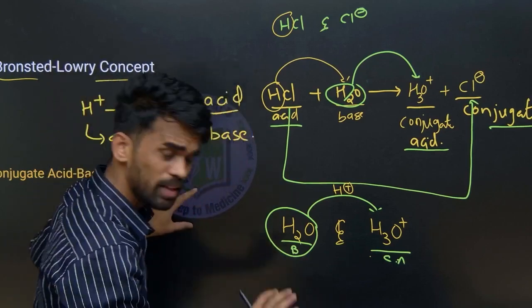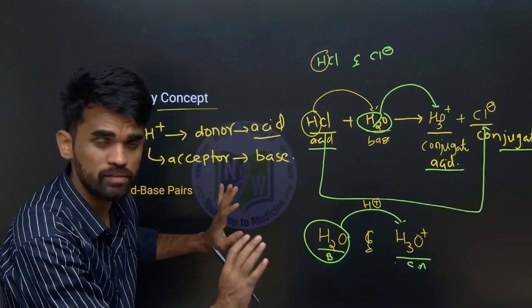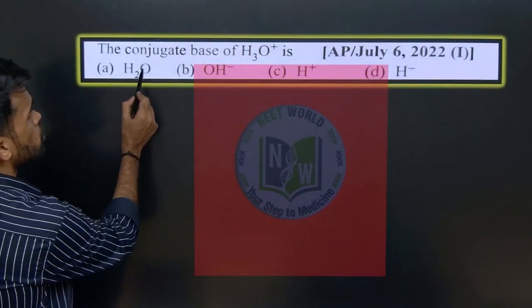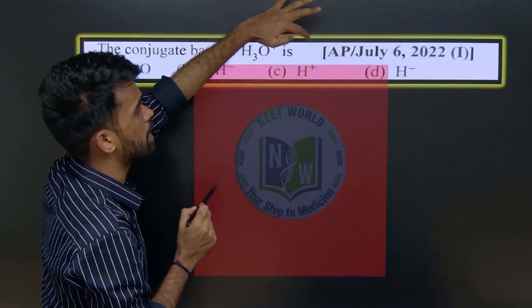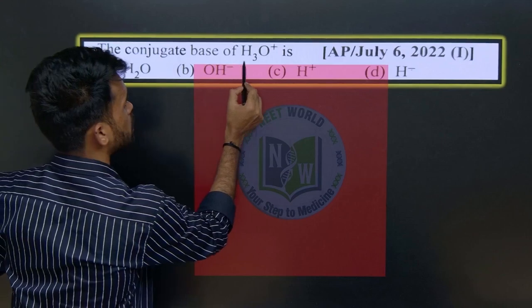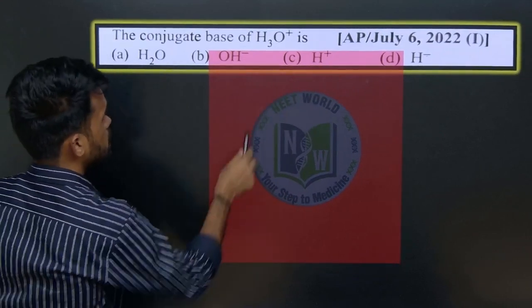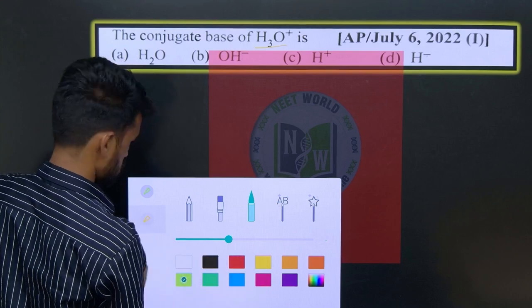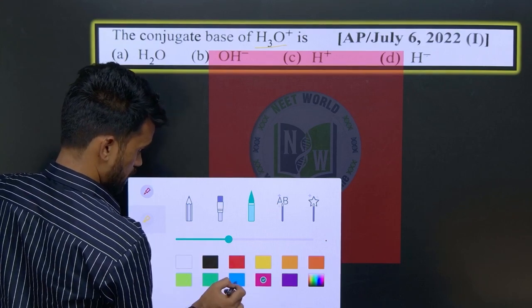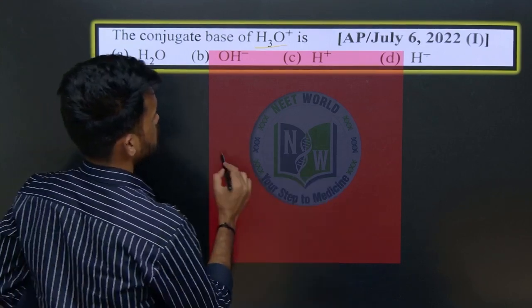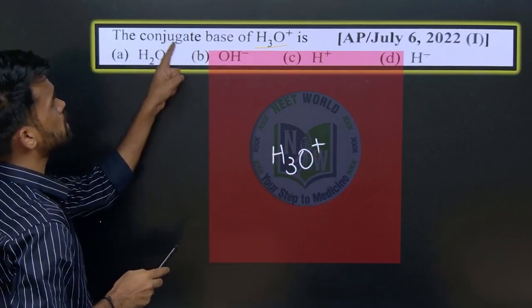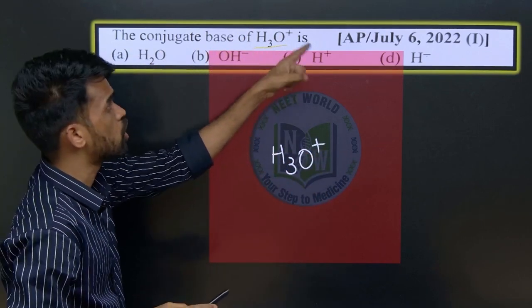I hope it is clear. I will show you a few questions on this. Look at this: the conjugate base of H3O plus ion is? So what is the conjugate base of H3O plus ion? They are asking. See, H3O plus is given. What is the conjugate base?